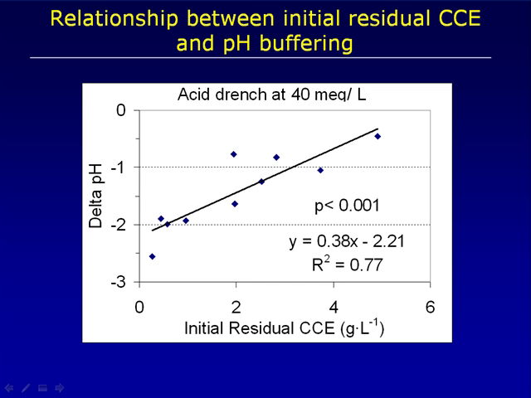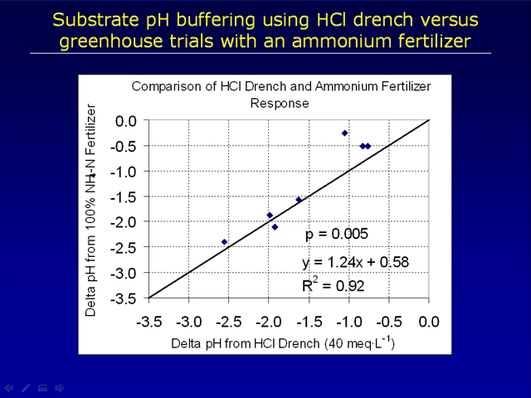Different amounts of residual calcium carbonate equivalents were measured with the gasometric technique. On the y-axis it shows the delta pH or pH drop. And so clearly you can see that increasing the amount of residual calcium carbonate equivalents reduced the amount of pH drop and therefore increased the buffering to pH change.